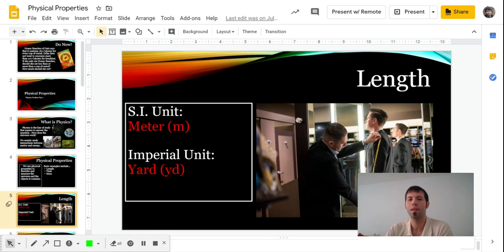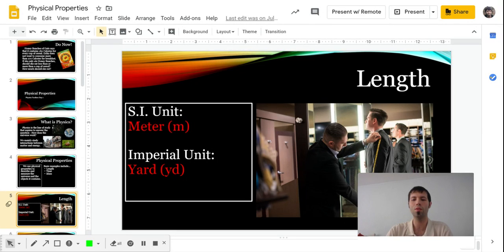So length. Length is, simply put, the distance between one point and another point. So I got one point over here, one point over there. Length is the distance between those two points. If I have a length over here and a length over here, now I can make a rectangle. I can make an area. If I have a length up here, then I can make a cube. I can measure a volume. We'll be talking about some of that later.